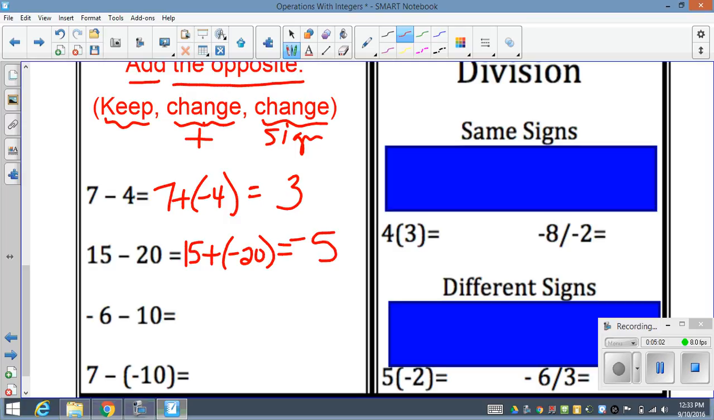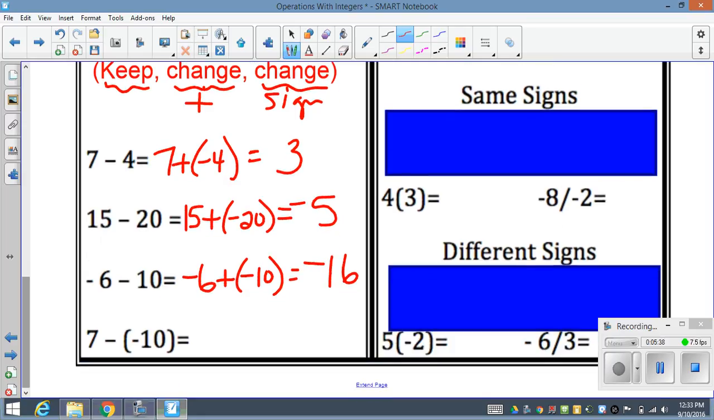So again, I'm not memorizing subtraction rules. I am changing my subtraction to addition and changing the sign of the next term, because subtraction by definition means to add the opposite. So I'm changing to addition, changing the next sign. Okay, our next example, negative 6 minus 10. That's negative 6 plus a negative 10. In this case, my signs are the same, so I'm going to add and keep the sign.